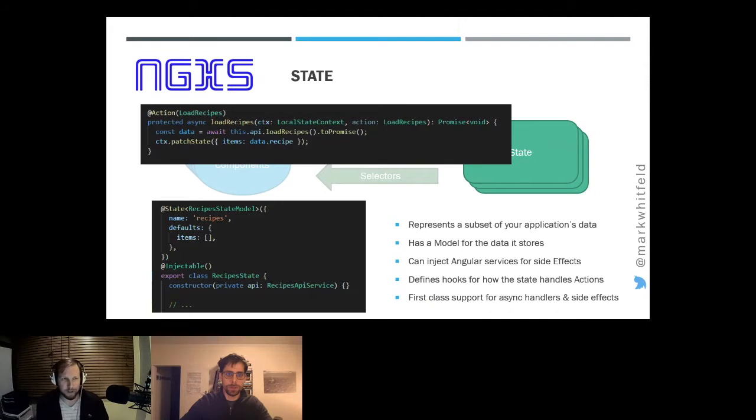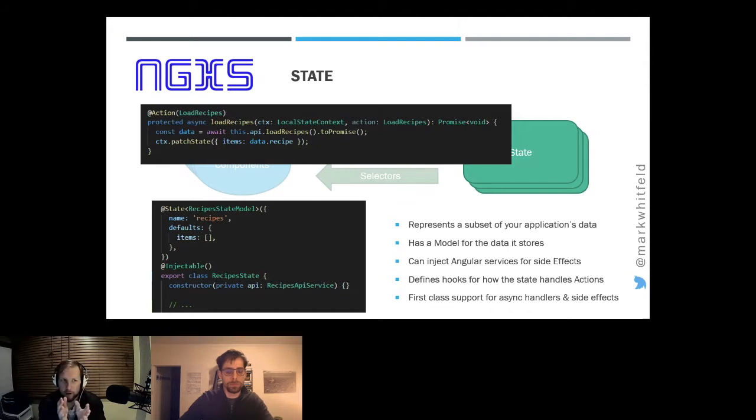Cool. So here is an example of what I'm talking about, that hook. So within that recipe state class, I have a method. It's just a class method. It's protected because it's internal. You shouldn't be calling it directly. You decorate it with @Action and the action that it needs to be responding to. So when the load recipes action is dispatched, it'll call this method, and you see that you have some parameters there: your state context, which is the way that you interact with your state, and your action, which is the object that was dispatched. So you get to access the payload and all those sort of things.